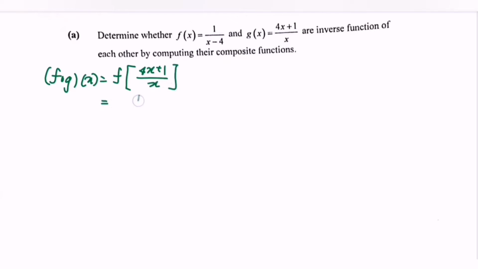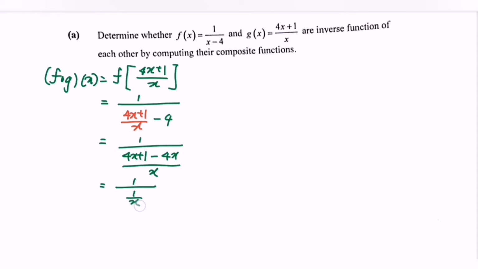Next, substitute. We have 1 over, so we have x, which is the function g, 4x plus 1 over x, minus 4. Next, equate the denominator for the denominator part. So here we will have 1 over 4x plus 1 minus 4x over x. Simplify the situation, 1 over x. So here we have 1 divided by 1 over x. Do remember, flip the situation. So we will have 1 multiplied by x over 1. So finally, f∘g is equal to x.